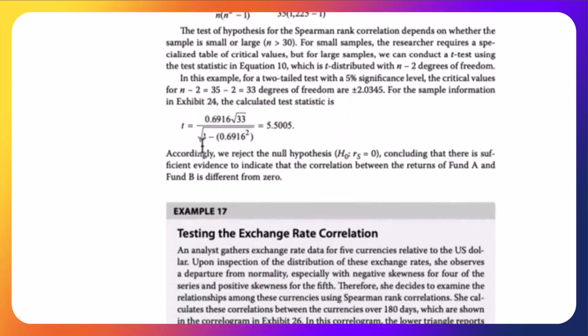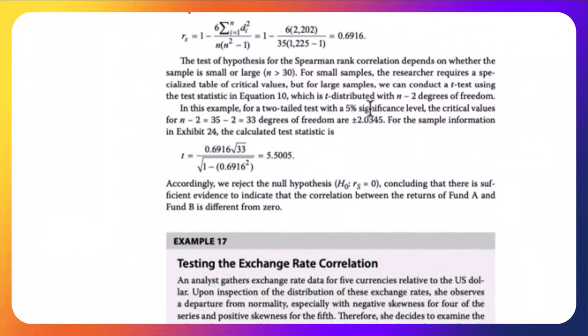And then we would just use the t-statistic the same way we've used it with the parametric test, except we arrived at our correlation coefficient through a non-parametric method, but we'd still use it the same way. 1 minus, and there is RS squared. We get 5.5005. And we have a two-tailed test, 5% level of significance, critical values, n minus 2. We have 33 degrees of freedom. Critical values are plus and minus 2.0345 because, again, that t-distribution is symmetrical.